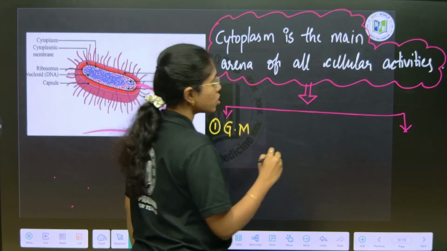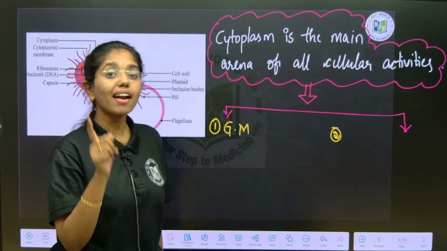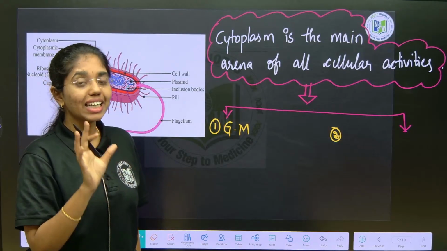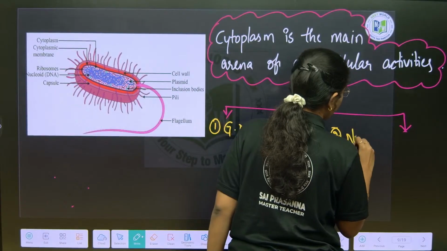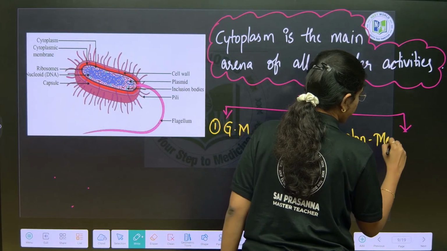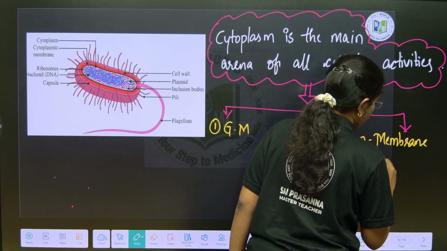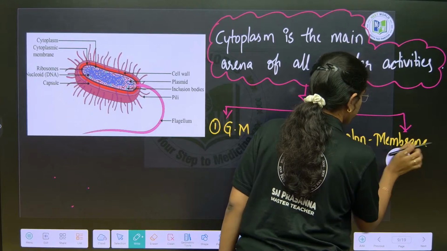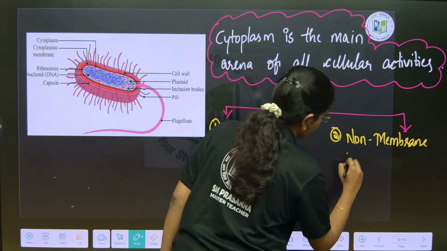And next is organelles. All the organelles of a prokaryotic cell are non-membrane bound organelles. Prokaryotic cell does not consist of membrane bound organelles. So, it has non-membrane bound organelles.